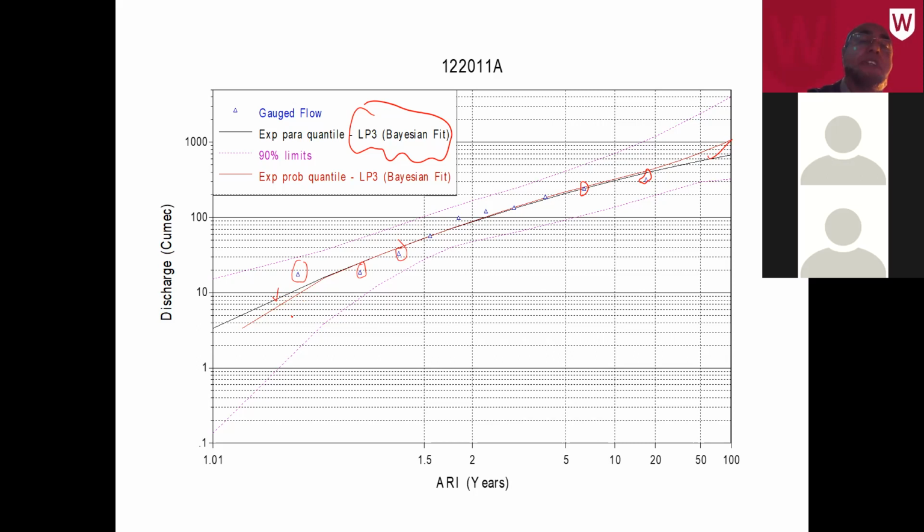And then we have expected probability quantile. They are very similar generally. And then you have the confidence limit, that you learn the confidence limit, how to build the confidence limit, 90% or 95% confidence limit. This is 90% limit here.